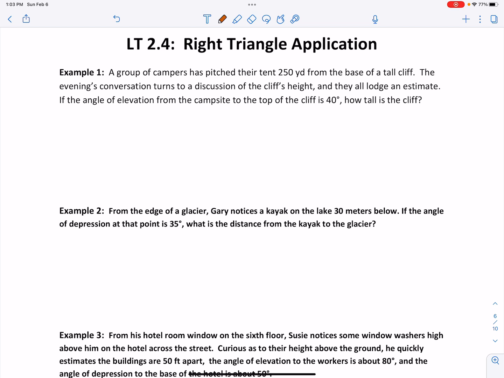That's part of this. A group of campers has pitched a tent 250 feet from the base of a tall cliff. So here are the campers, and they are 250 feet from the base of a tall cliff, or 250 yards. If you think about that, that has to be along the ground. I can't throw a measuring tape from the ground up a tall cliff. It's going to be flat on the ground.